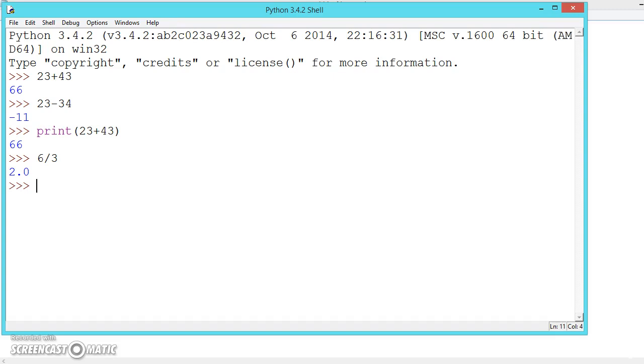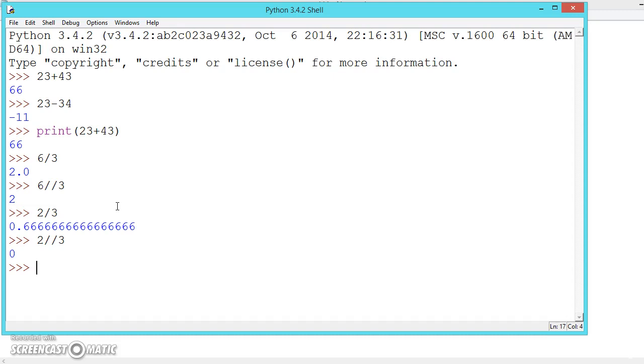So here it is giving like 2.0. Suppose we want the whole number. For that we will be writing 2 slashes and 3. This will give the whole number. But here if you give the whole number, it will be 0, rounded to 0. So if you want the whole number rounded, you have to use 2 slashes.